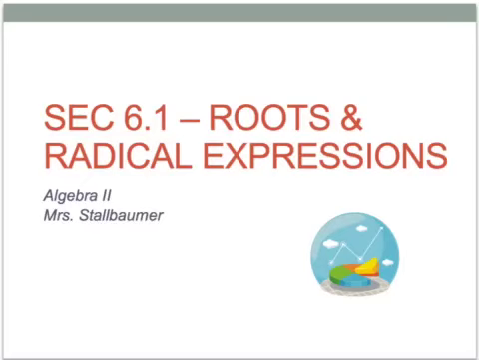Welcome to Section 6.1, Roots and Radical Expressions for Algebra 2. Let's start this section by doing a little bit of review. We need to talk about terminology with radicals.